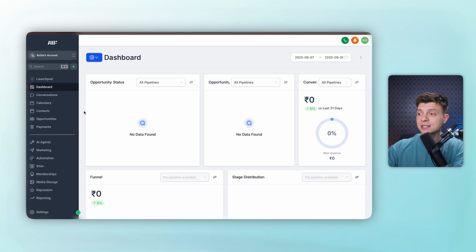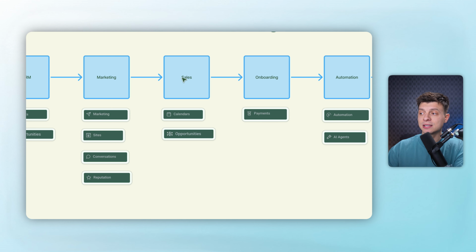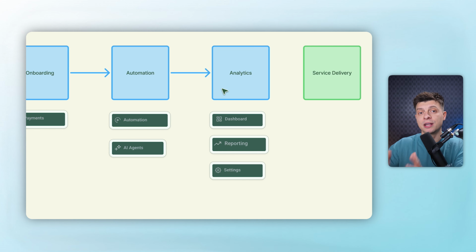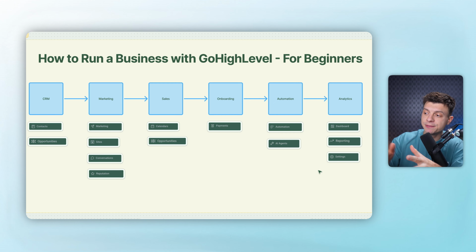Now, GoHighLevel has a lot of tools and it's easy to feel overwhelmed if you try to learn everything at once and you start just randomly clicking through the tabs. So instead of jumping around randomly, I've grouped the platform into 6 main categories that match core business processes: CRM, marketing, sales, onboarding, automation, and analytics. Going through it this way will give you a clear foundation and help you actually see how all the pieces fit together. For this tutorial, we'll use an automation agency as our example business, but that doesn't really matter.